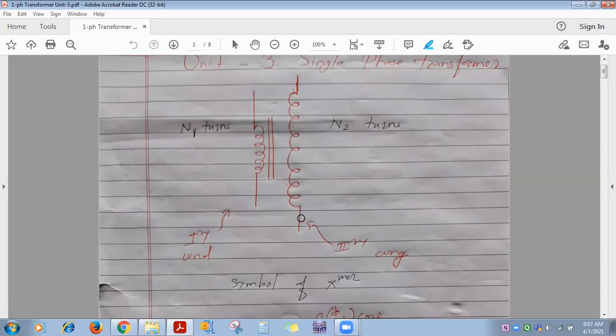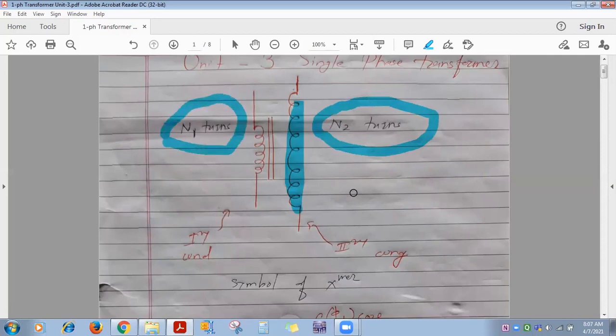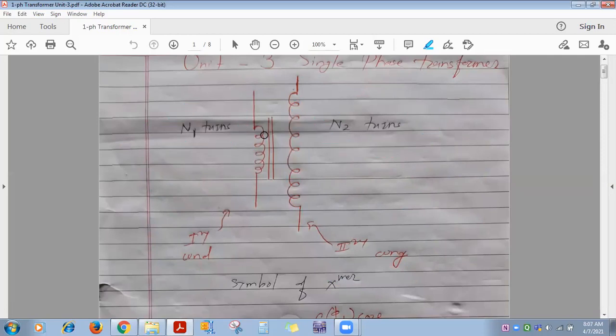Now, if you observe here, secondary winding also has few turns. The turns on secondary N2, turns on primary N1. These are the symbols used for that. Now, primary and secondary winding, both are made up of copper. As copper resistance is very less, so primary and secondary winding both are made up of copper.